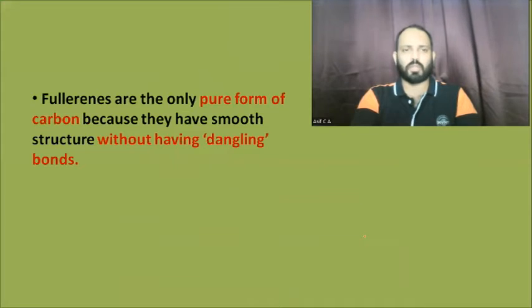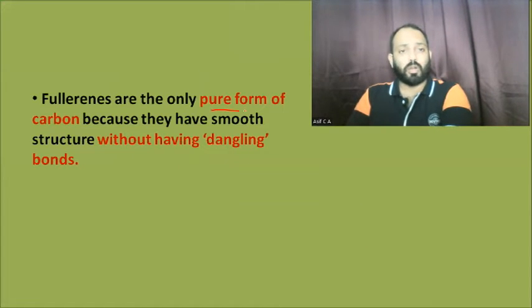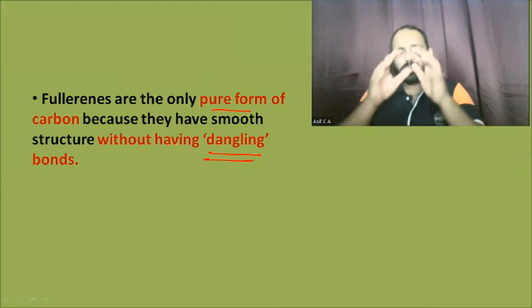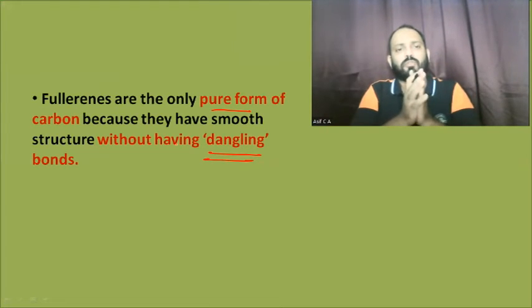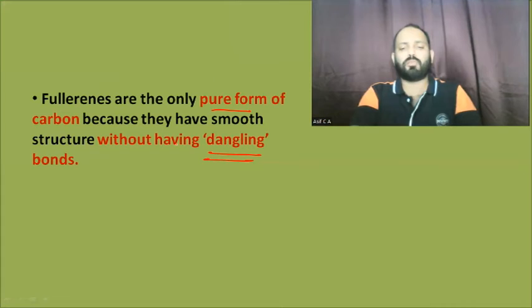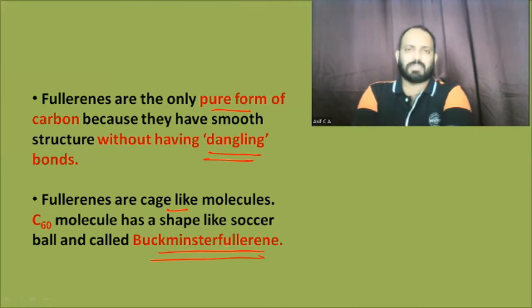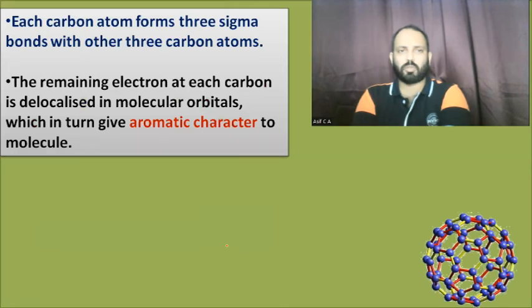This is about the structure of fullerene, and it is the only pure form of carbon because they have a smooth structure without having dangling bonds. They don't have any dangling bonds. So it is having a perfect shape. That is why we are calling this a pure form of carbon. Fullerene is a cage-like structure. The C60 molecule has a soccer ball shape, so we call C60 Buckminsterfullerene.